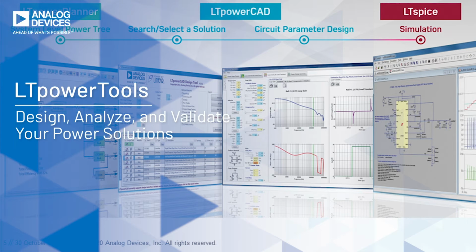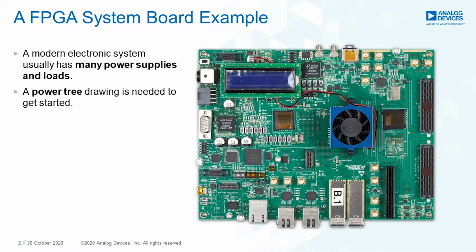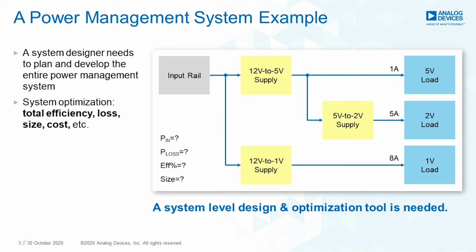Modern electronic systems include many power supplies and loads. In fact, it's not uncommon to see board designs with tens and even hundreds of supplies that could be architected in many different ways. So as a power system designer, how do you get started with a design? The answer is to start by drawing a power tree diagram.